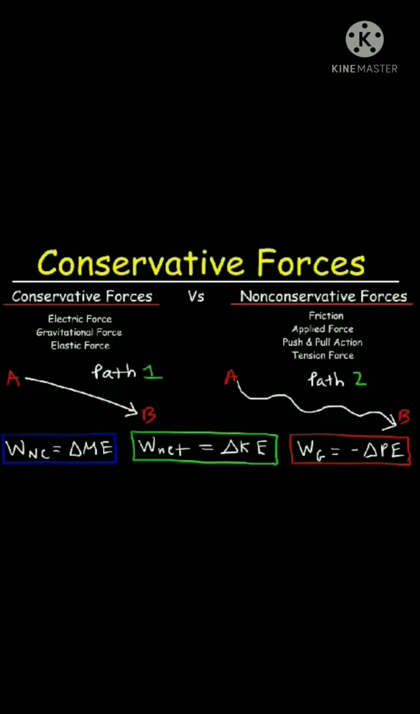Among conservative forces, we have electric force, gravitational force, and elastic force. Among non-conservative forces, we have friction, applied force, push and pull action, and tension force. So in path 1, we have a straight line from point A to point B, and in path 2 from A to point B, a zigzag or curve. The formula below will be explained by the next reporter.